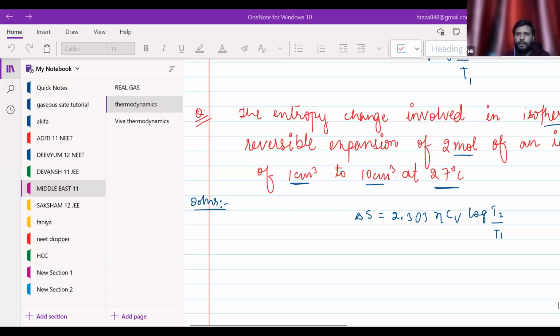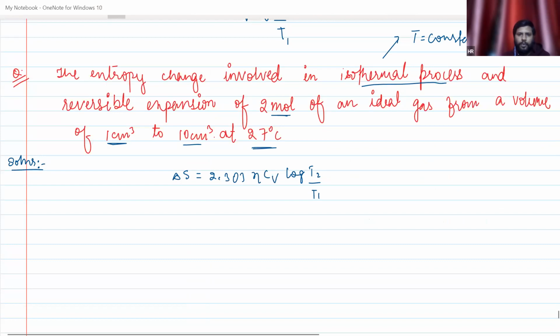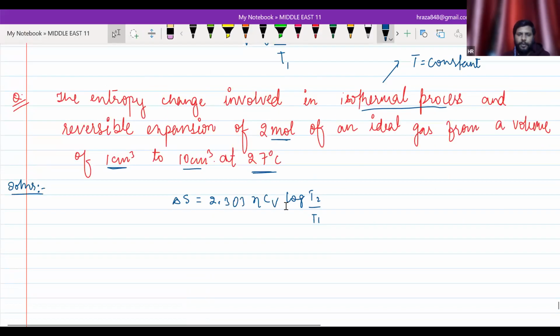Now you can see that we have a formula from the previous class: 2.303 nCv log T2 upon T1 plus 2.303 nR log V2 upon V1. Why did I use V2 upon V1? Because volume is given. If pressure was given, then we can use log P1 upon P2 instead of log V2 upon V1.